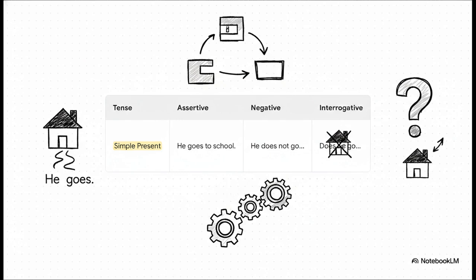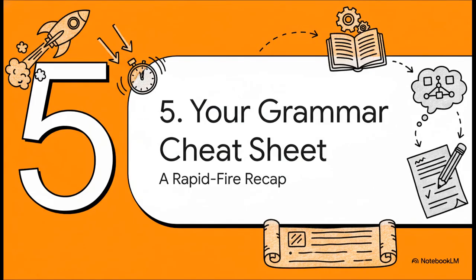Just look at this top row for simple present. See that? There's a simple formula to make a statement, a negative version, and a question. It's a system. He goes. He does not go. Does he go? Once you see the pattern, it all clicks into place. And there we have it. We have built a sentence from the foundation all the way to the finishing polish.